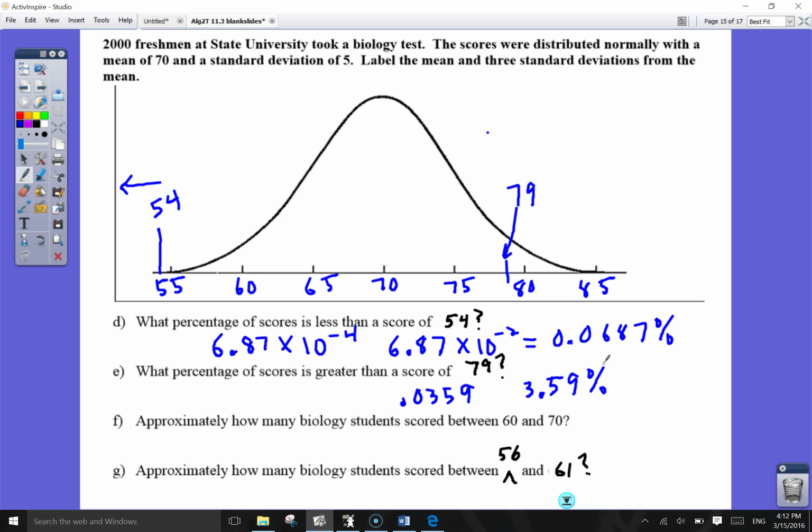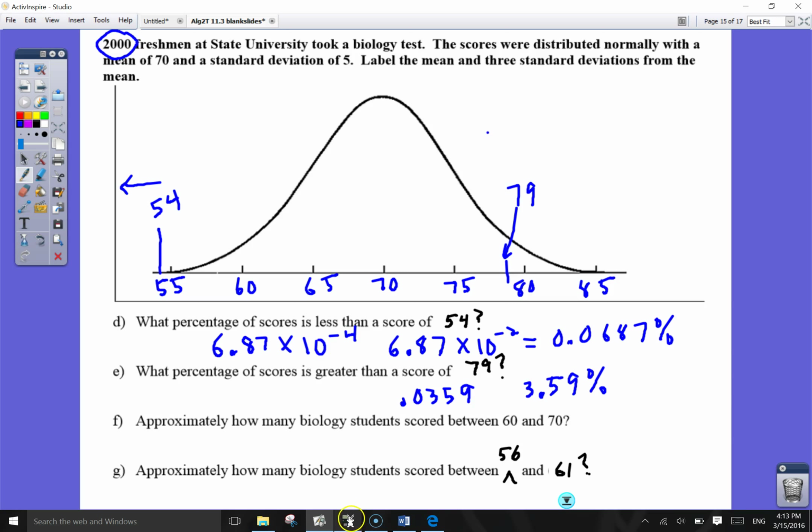Okay, the next two questions are a little bit different. They're not asking for the percent. They're asking for how many biology students scored in a certain range, according to the model. Well, in order to answer that kind of question, you got to know how many biology students took it. It was 2,000. Right, so first I need the percentage in decimal form, and then I need to multiply times 2,000. Now we've done this 60 to 70 several times now. We know it's 47.7%, but I'm just going to do it in the calculator because it's actually easier to do it that way.